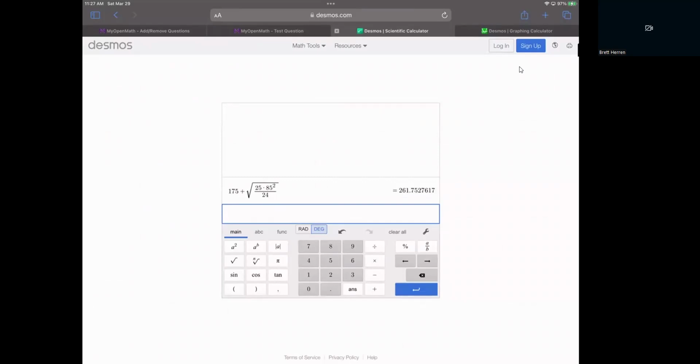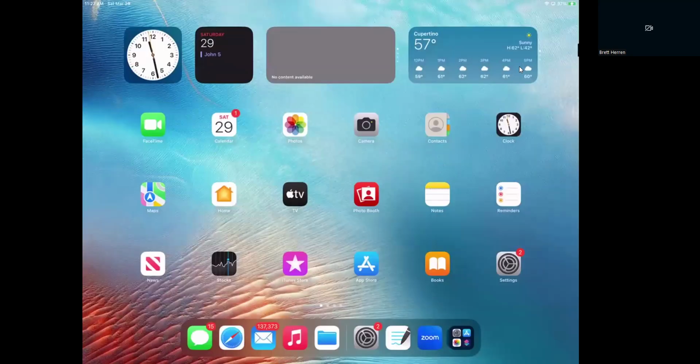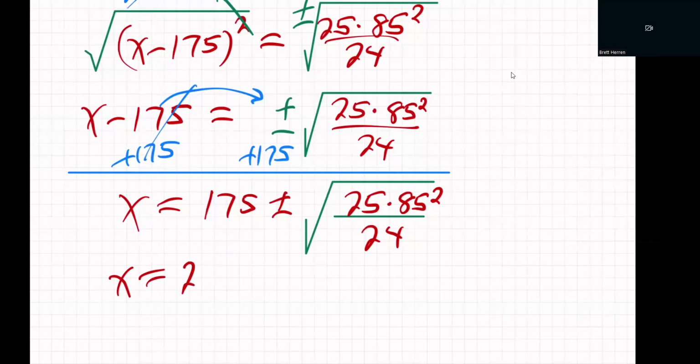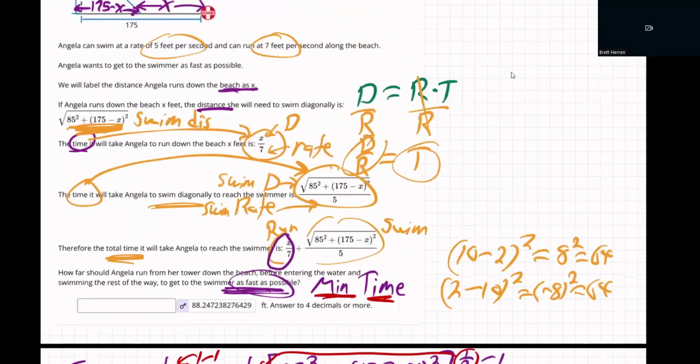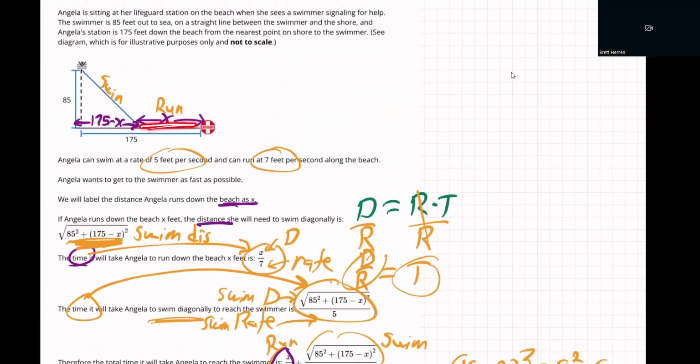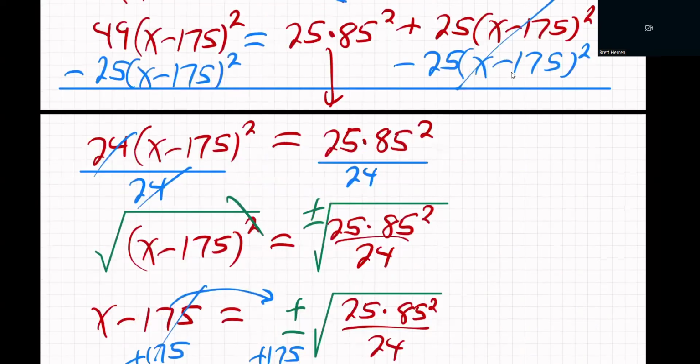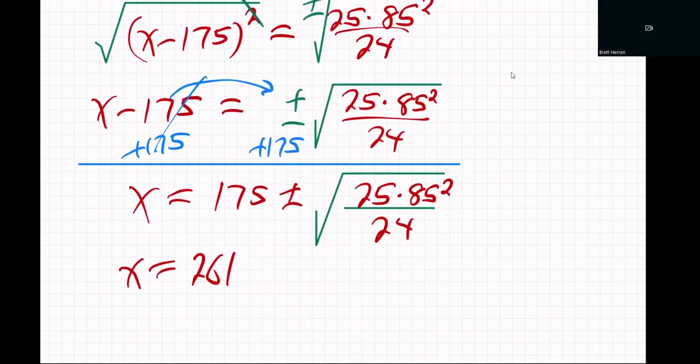Could that be the real answer? No way. Let me show you. Why could x not be 261 and some change? Because look up here. What is x again? x is this distance she runs down the beach. The whole beach is only 175 feet. If she runs 261, she goes past the swimmer. How can that be the best way to get to the swimmer, to go past and then kind of swim back? No way. Remember, math is a tool. It doesn't know what's really happening. That's a bogus answer.